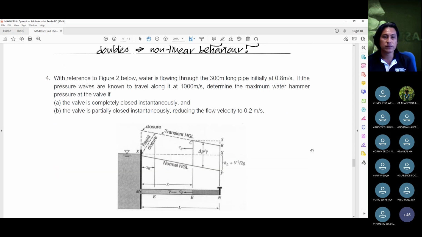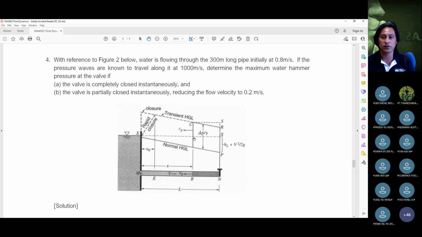As for question 4, it's a very straightforward question. It deals with water hammer. Now we reference figure 2 below. I know there's a lot of stuff here, but what's important to note from question 4 is that we have a reservoir and a pipeline, and there's a valve that is shut off abruptly.